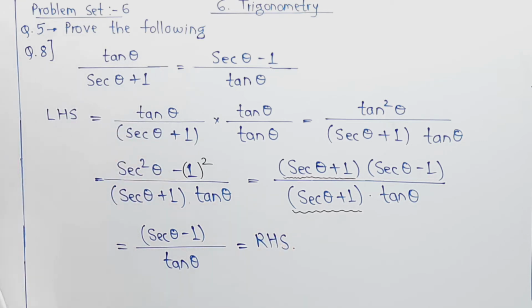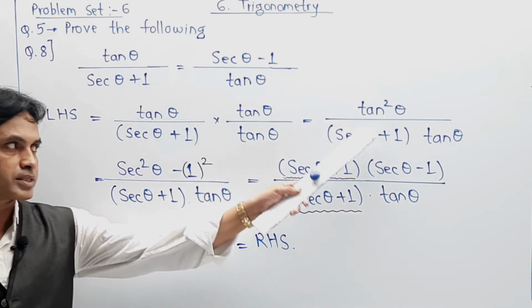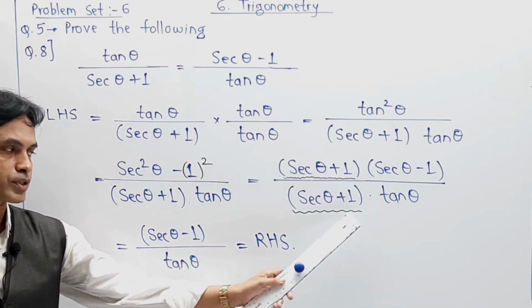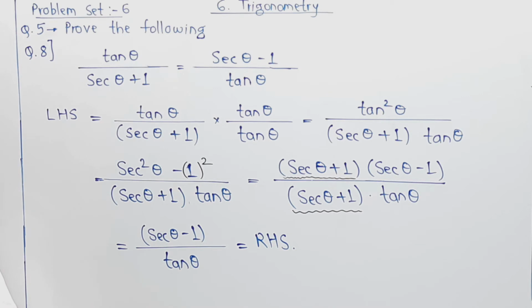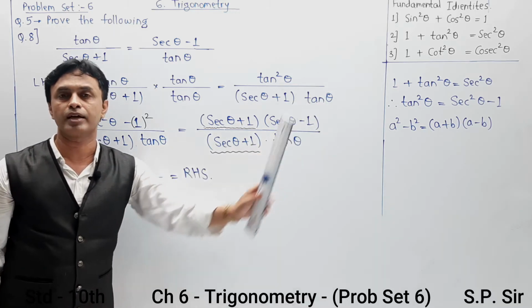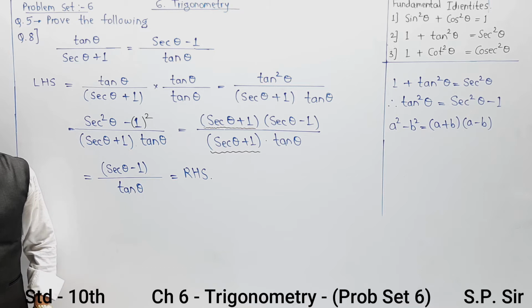So once again, if you observe the first step, second step, third step, fourth step and fifth step, you just have to write all the 5 steps in proper descending order with the reasons that I have given here, and in this way you can definitely solve this numerical. It is an easy numerical.